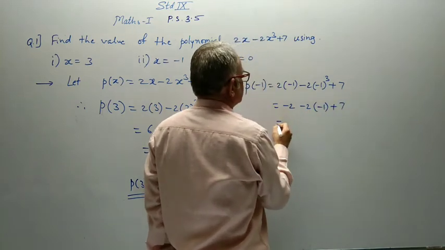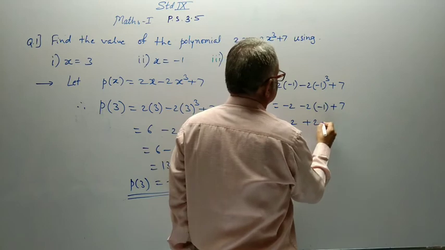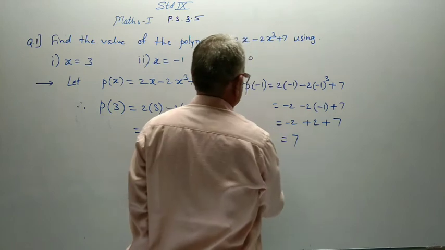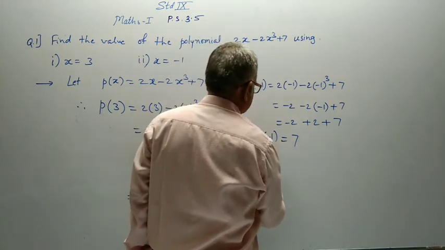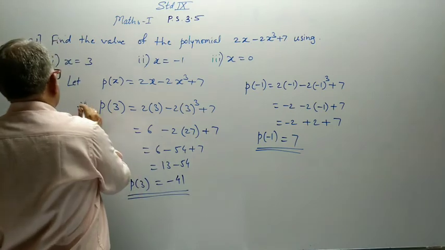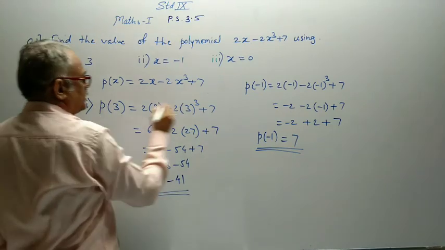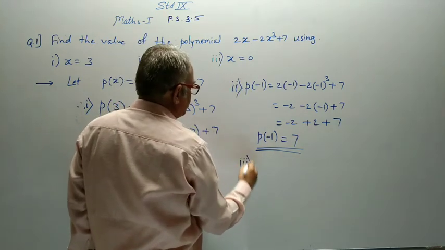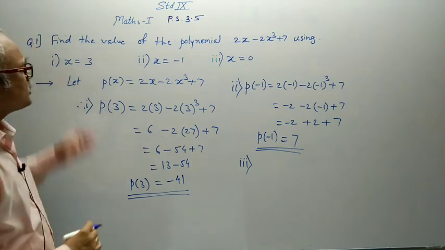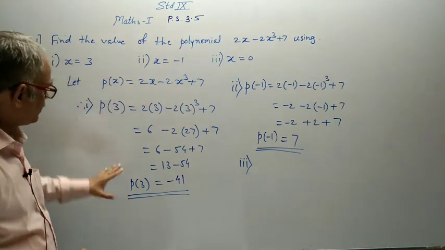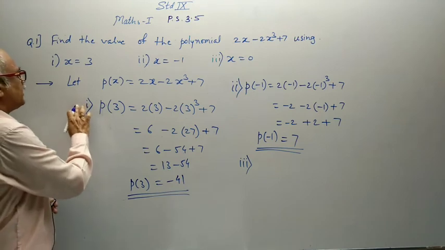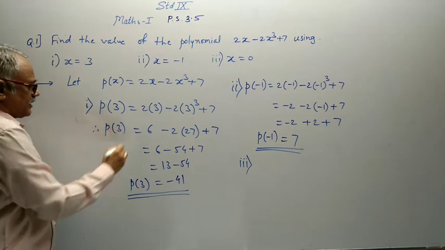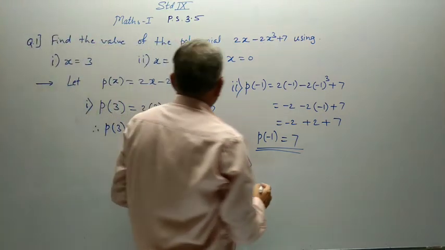Then product first. Minus 2 into minus 1 is plus 2. Then minus 2 plus 2 is 0, plus 7 is 7. Minus 2 plus 2 cancel. This is the second answer. This is the part of the first answer, this is the part of the second answer. This first, second, third may or may not be written in the answer, because all these together will come for 3 marks. One by one it can be solved. But in some schools, they ask to write first, second. Actually, it is not necessary.